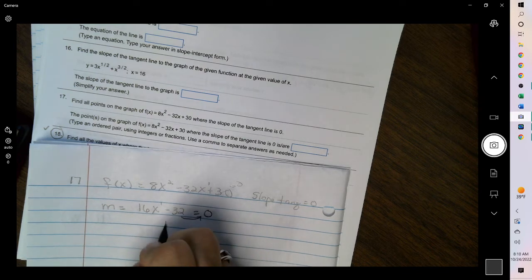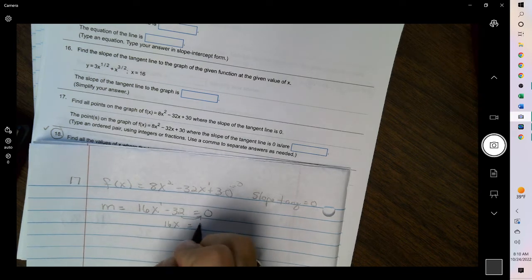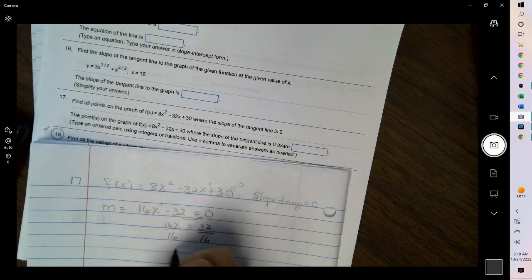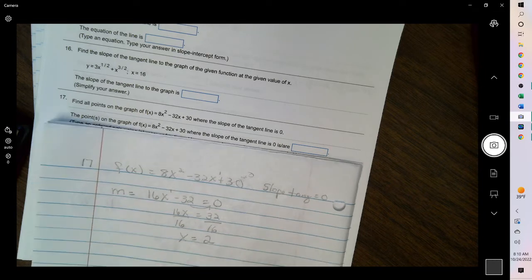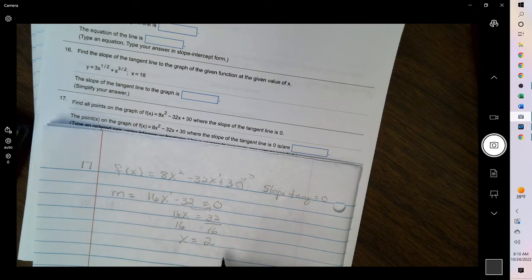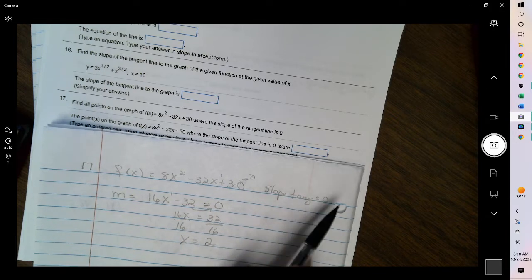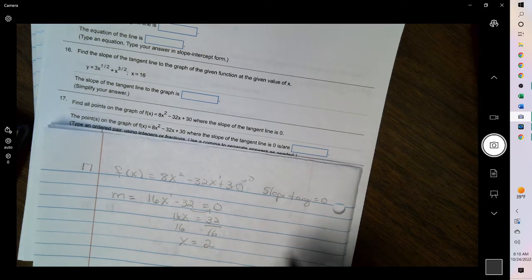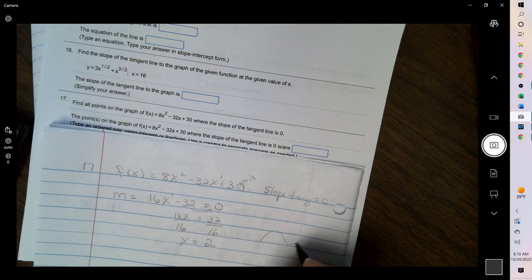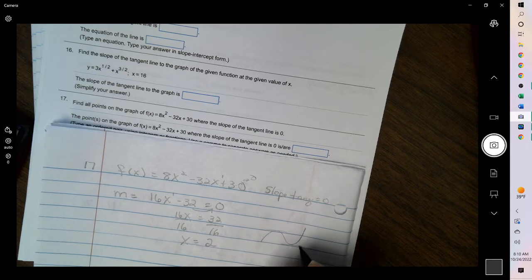Add the 32 and divide by 16. And this would be your x value where the slope of the tangent line, at this x value, would be 0. Those are important because those give you your max and mins.